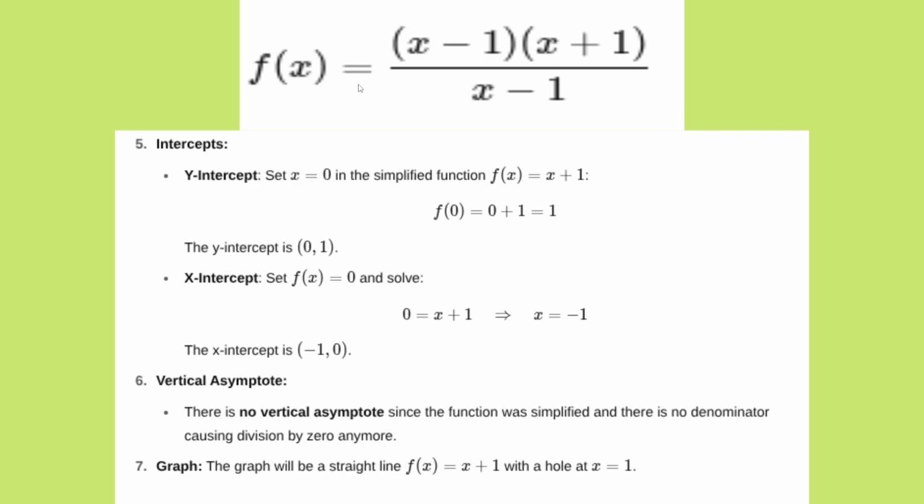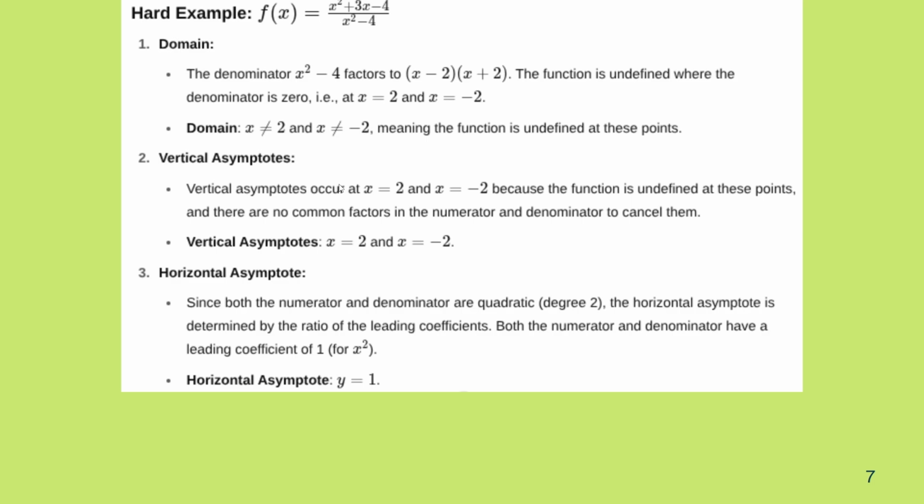For the vertical asymptote, there is none, since the function was simplified and there is no denominator causing division by zero anymore. Next, the graph will be a straight line, y equals x plus 1, with a hole at x equals 1. Now we're going to do a little bit of a harder example.